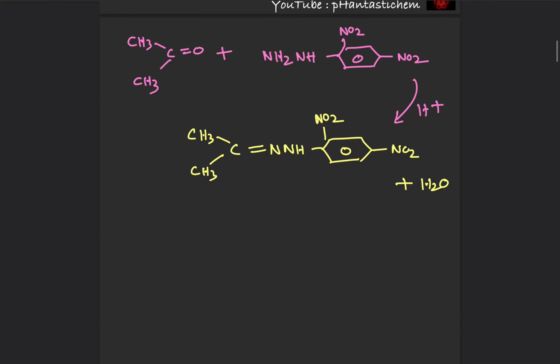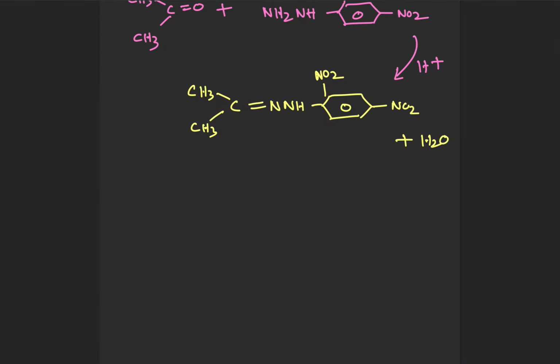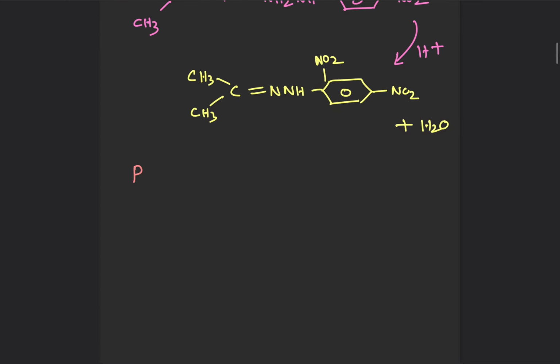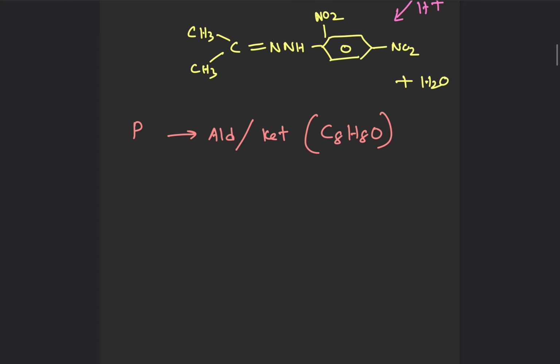So in a nutshell, from this particular point, it is proved that P is either an aldehyde or a ketone of the formula C8H8O. The next useful information that they have given us is that P does not reduce Fehling's reagent. Very important.